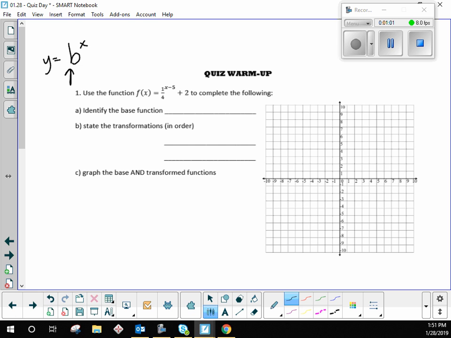It's not a stretch or compression. That number there in the base position is not a stretch or a compression. It's not a transformation in any way. It's part of the actual basic function. So when I say identify the base function, I'm looking for this: (1/4)^x. It technically should have had parentheses. That's my bad.